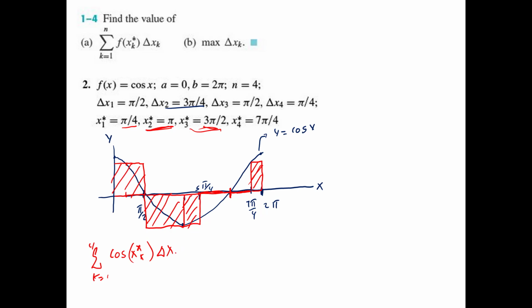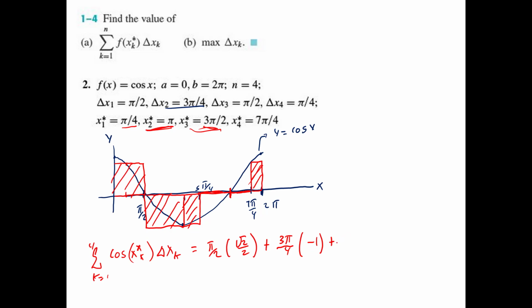What you're doing is you're just finding the area of each of these rectangles. So the width of the first interval is pi over 2. You're putting in pi over 4, which gives you the square root of 2 over 2. For the second rectangle, your width is 3 pi over 4. The height you get by putting in pi, which gives you a -1.